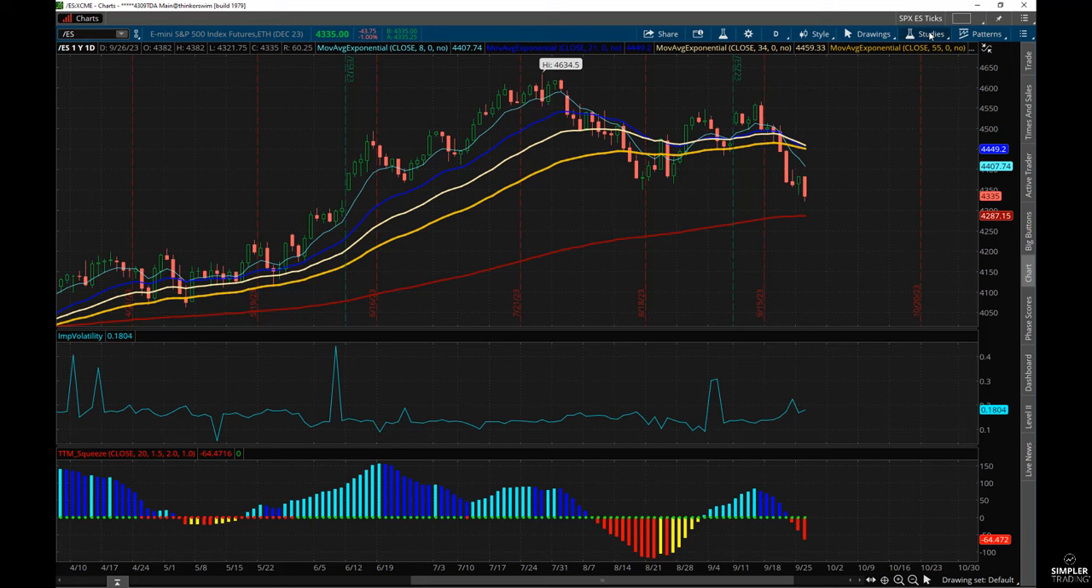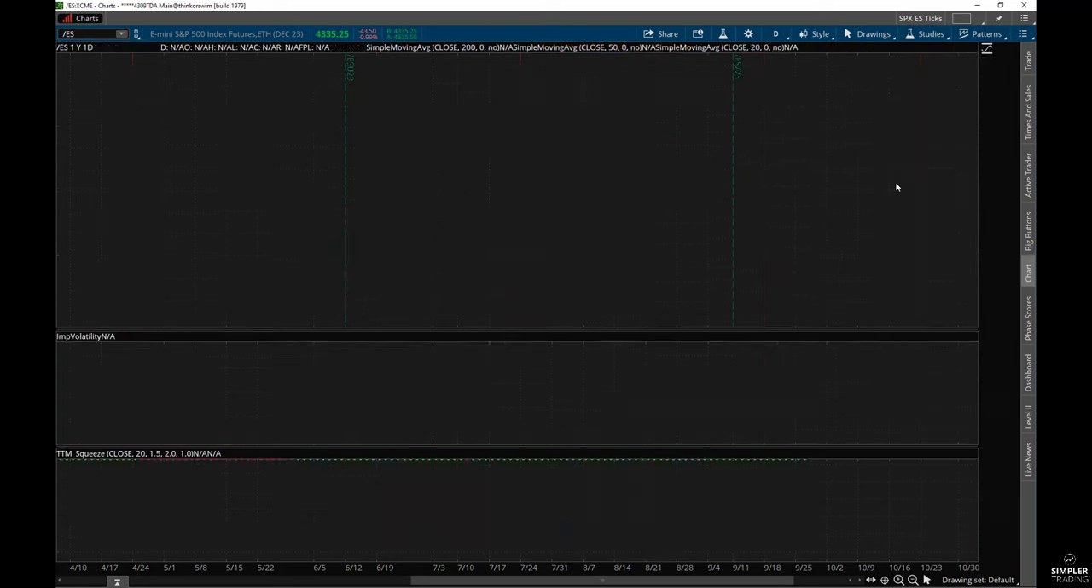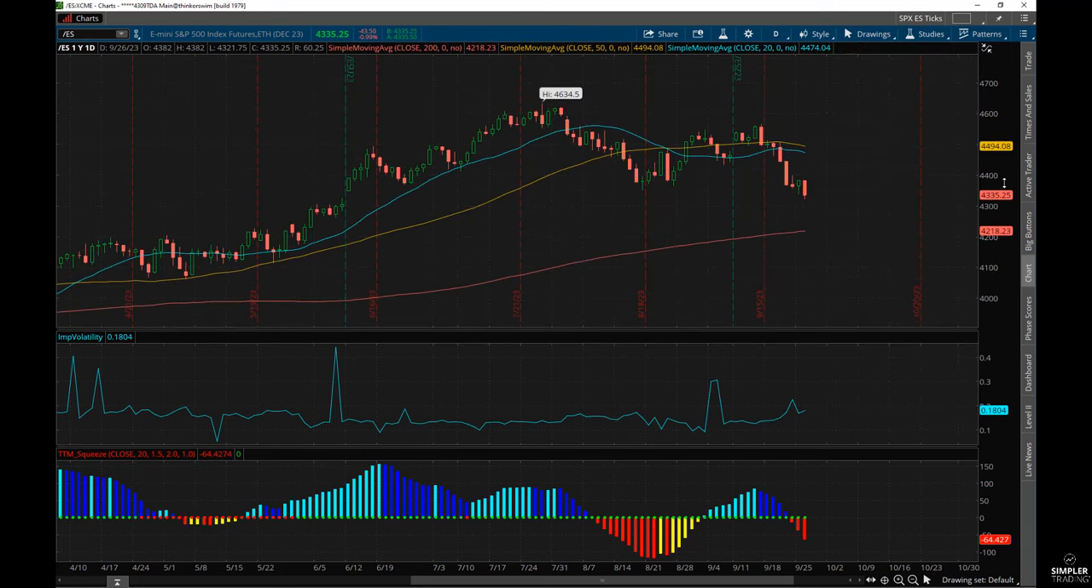So let's go back to where we started with our simple moving averages. And again, this is about as simple as it gets. That's a 20, 50, and a 200 day. But if you look at this in about 0.2 seconds, you can tell, is that a bullish or a bearish chart? And this is bearish, going down, right?